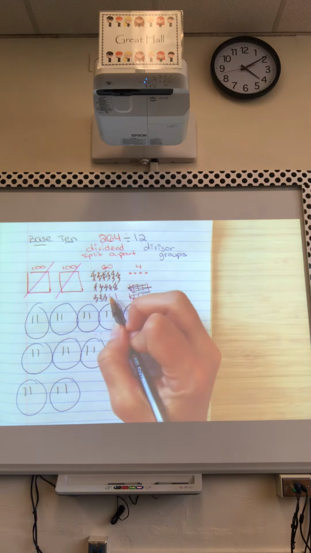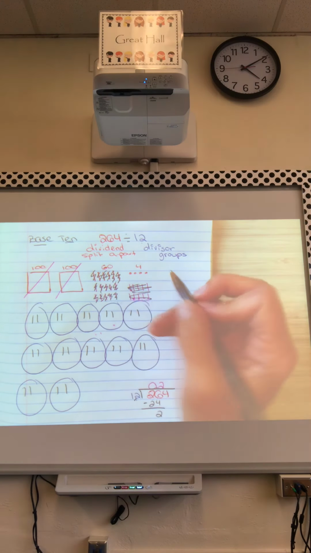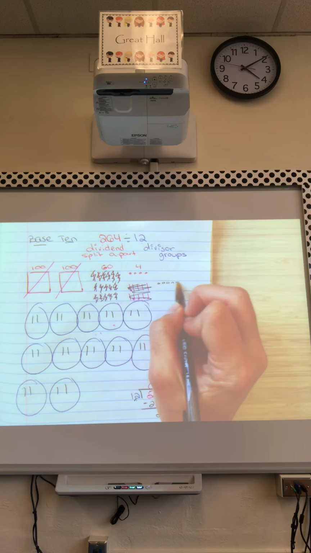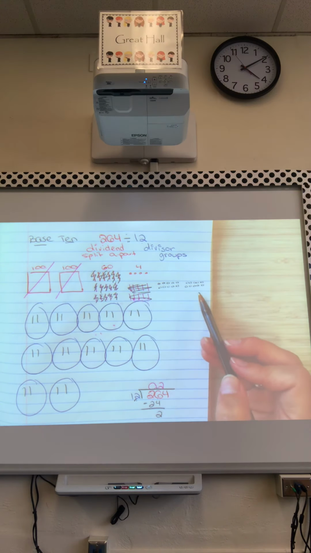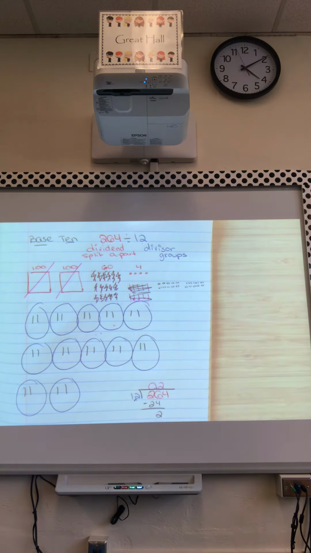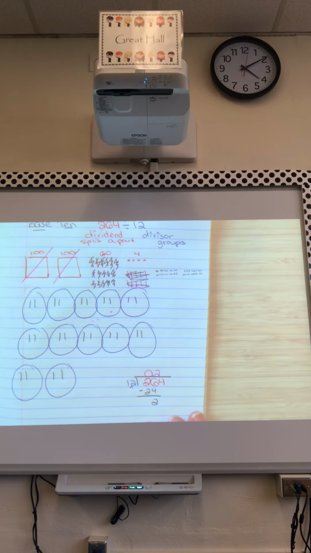So my next place value down would be my ones. So I have 1, 2, 3, 4, 5, 6, 7, 8, 9, 10, and another 10. So I have 10 here and 10 here because I fair traded those 2 sets of 10 that were left over. So now that I've done that, I can take those ones and put them into 12 different groups. And essentially, all I'm doing here is bringing down that. So I should have 24 ones. 10, 21, 22, 23, 24.